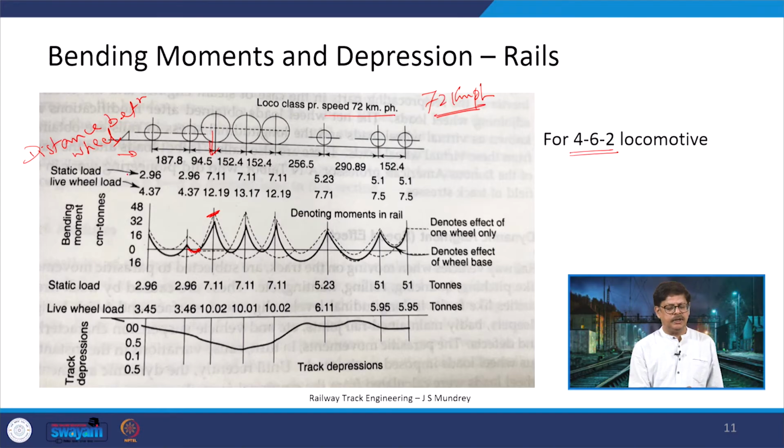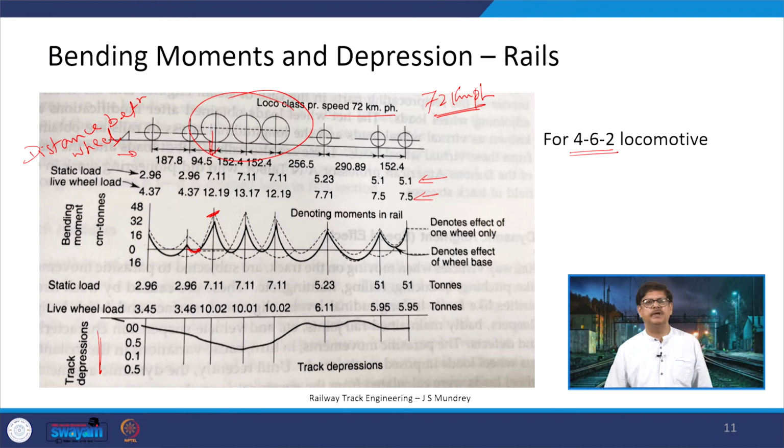And here another thing which can be looked at is that there is a static load being defined here, and then there is a live wheel load which is actually the augmented value of that static load, depending on the conditions and the speeds which have been given here. Similarly, the track depressions are being shown. You can see that these are the 3 bigger wheels and the load through these particular wheels is going to be heavy, and that is the reason the deflection is higher in this range as compared to the other ranges.